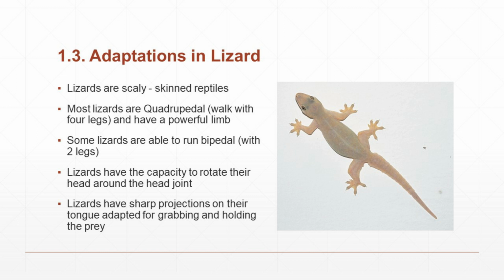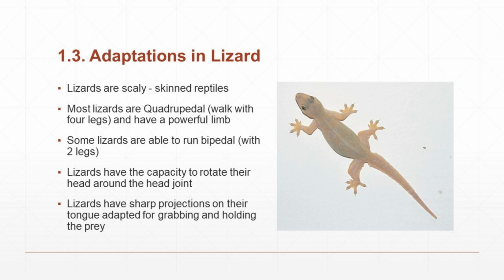Lizards are scaly skinned reptiles that are usually distinguished from snakes by the possession of legs, movable eyelids, and external ear openings. Once again, lizards are scaly skinned reptiles. Reptiles means they are able to crawl on the land. They mostly inhabit warm regions.